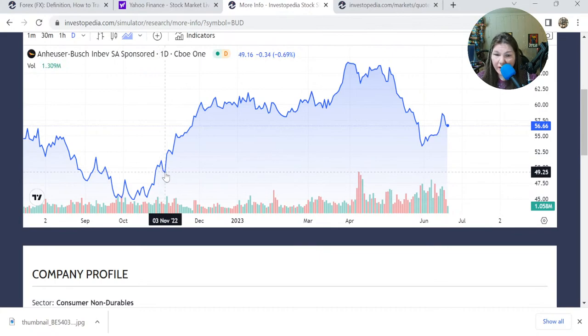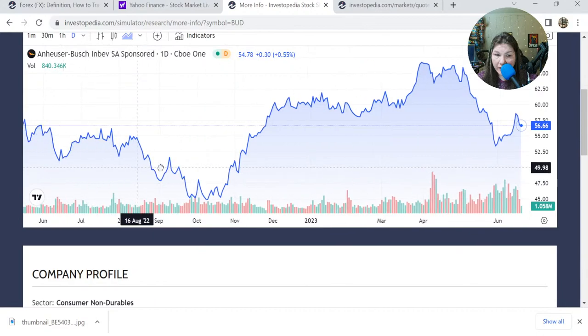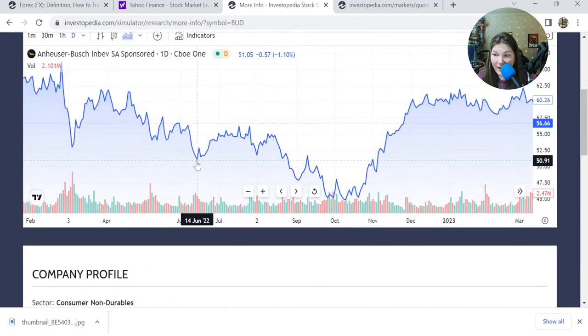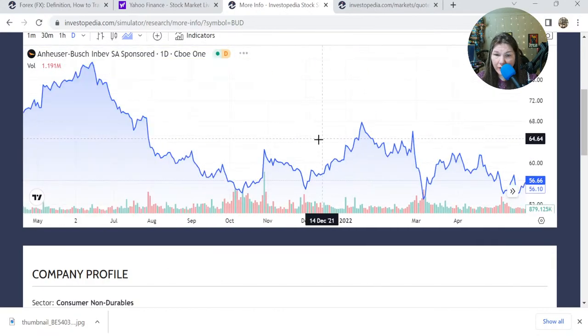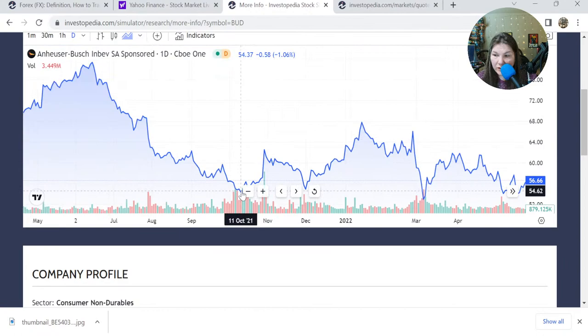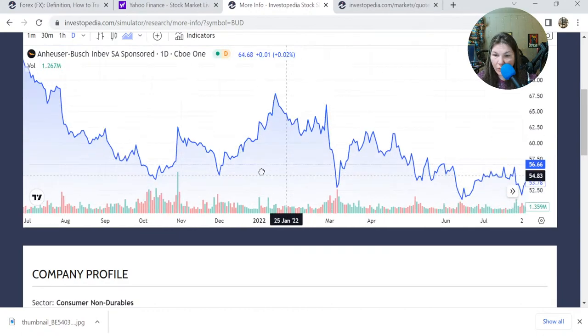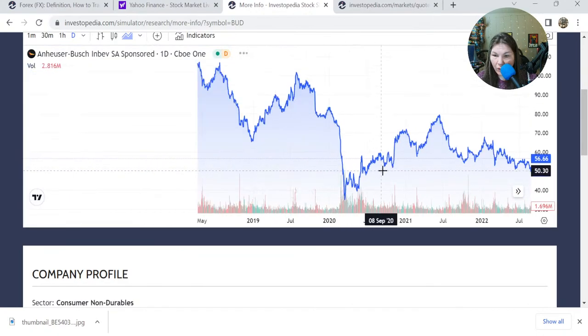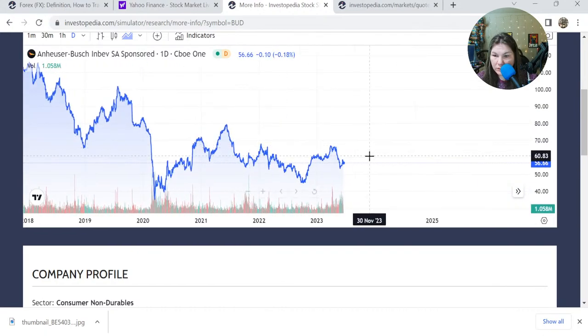Look where it was at in November 2022. Look where it was at in October of 2022. Look where it was at in September of 2022. Look where it was at in June of 2022. These are all lower than it is now, guys. 53 in March of 2022. We can go back all the way. October of 2021. This is how low it was, guys. All the way back. This is how it goes.